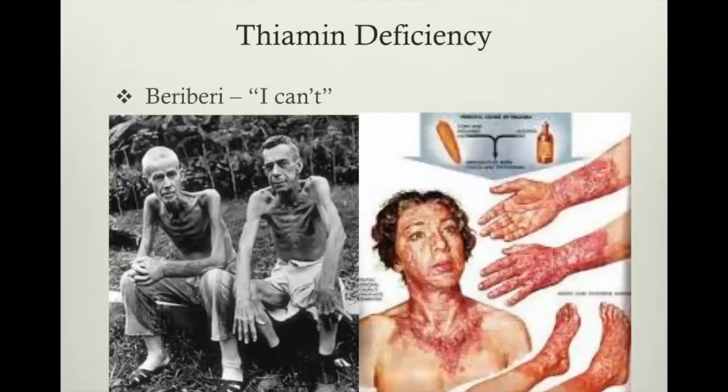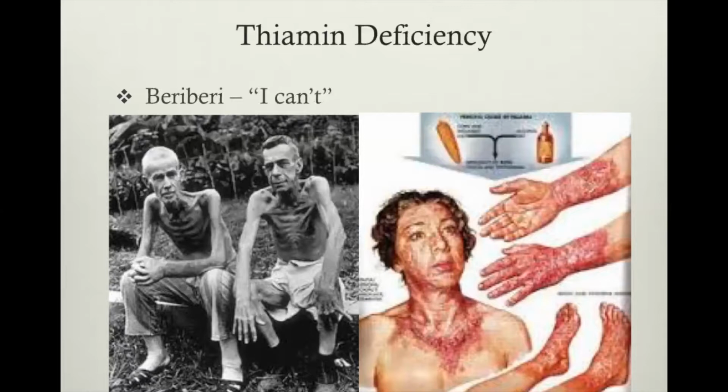In thiamine deficiency, there is a disease called beriberi, and it comes from the Sri Lankan word for I can't. And this is because when people have thiamine deficiency, they feel so sick and so weak that they literally can't do anything. Some of the symptoms include low appetite, irritability, tingling, poor arm and leg coordination. That's where the I can't comes from, deep muscle pain, and you can see rashes on the face and the hands and the legs. Symptoms can start occurring in as little as 10 days, especially if somebody's drinking alcohol.